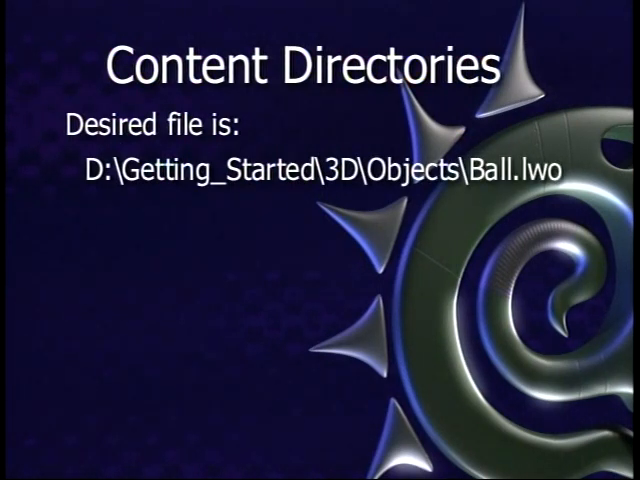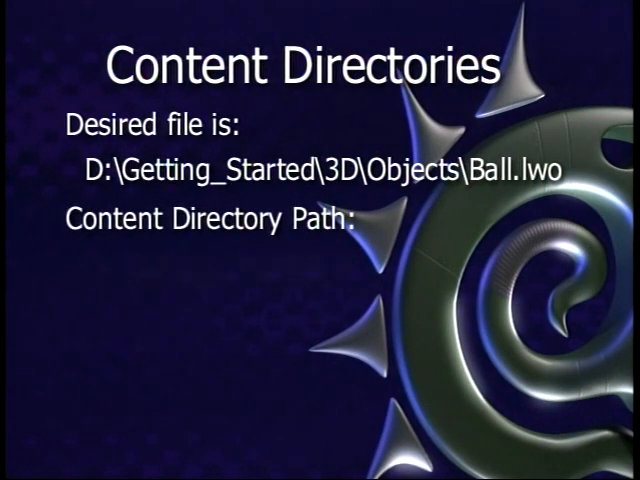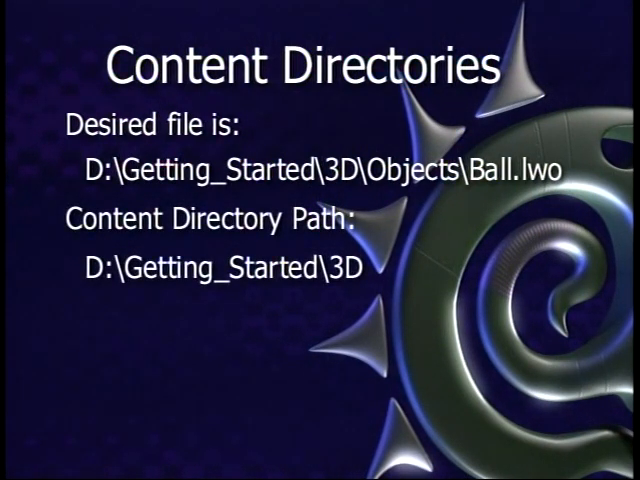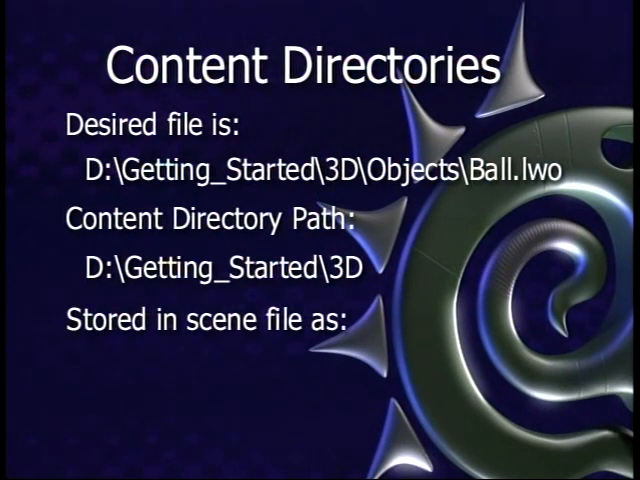So what we would define as the content directory path is the first part of that. D, getting started, 3D. So we would define that as our content directory in LightWave and or Modeler. Then when we save that, if we do something like load an object in the scene file reference, instead of having this entire hard-coded path to that location on the drive, it would only show load object objects ball.lwo. This way, if you move your scene file or your objects, it doesn't matter what drive you put it on, as long as you retarget your content directory, so the first half of that is no longer drive specific.